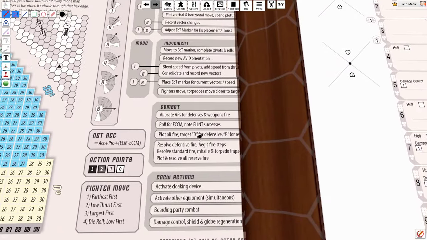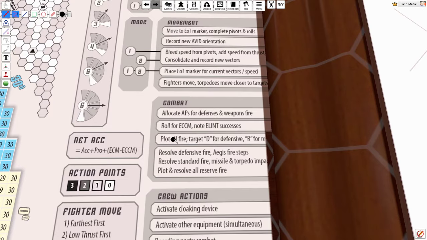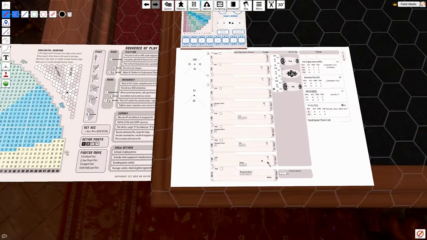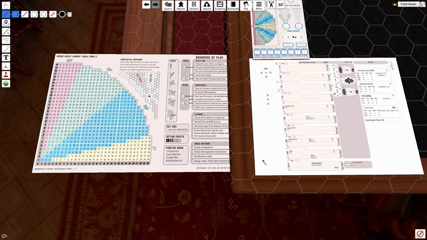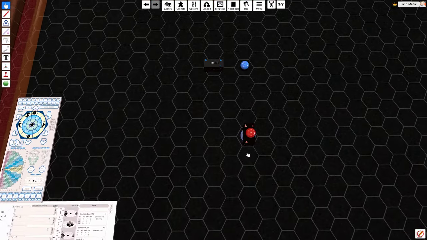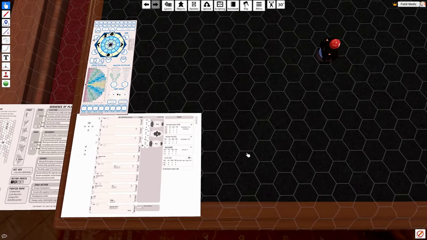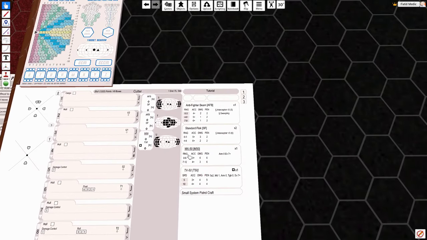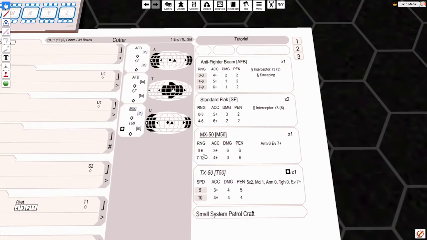So missiles are launched during the standard fire phase. They also impact during the standard fire phase, so that's pretty useful. So how do we fire a missile? It's actually pretty straightforward. We're just going to say that we fired a missile. Now, our MX-50 requires no action points to fire, which is pretty cool.